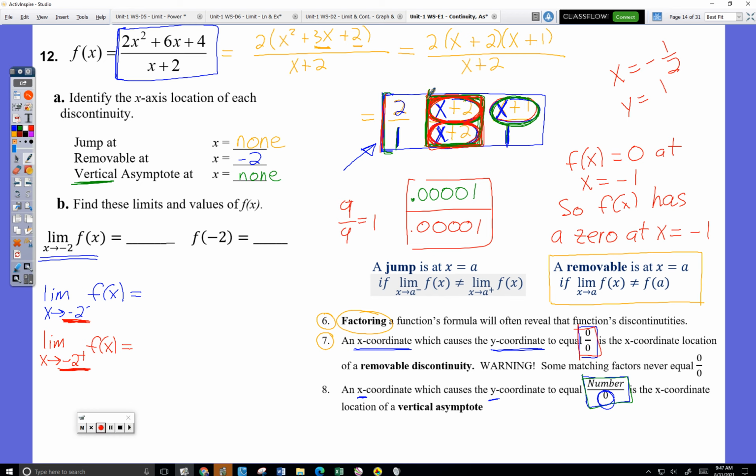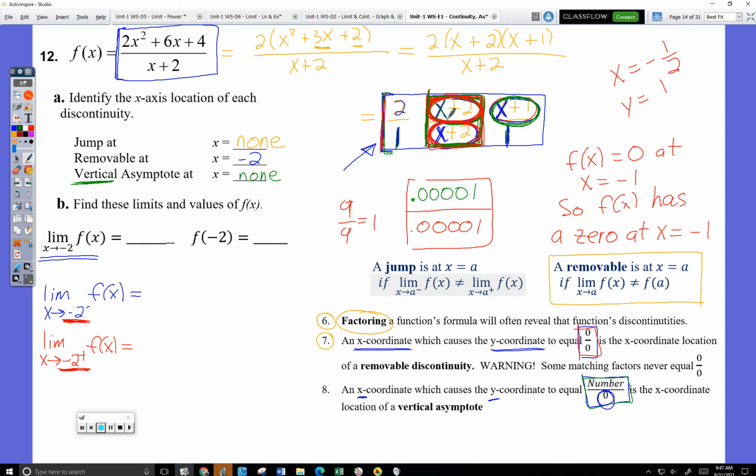Kate Crofts in the back. -2. If this x has a value of -2, we do not have the green box equaling 1. The green box is undefined. It's 0 over 0. You must keep track of that difference. Questions?